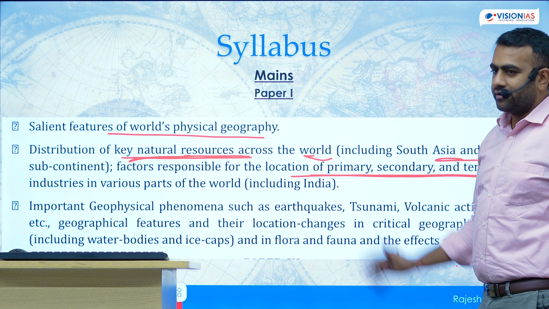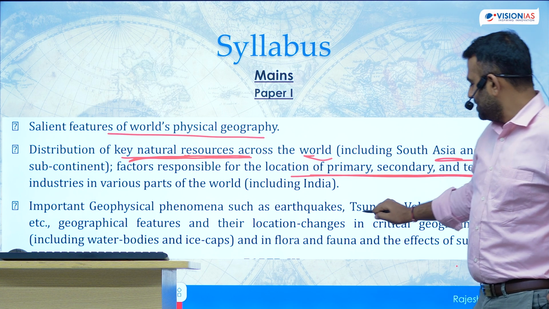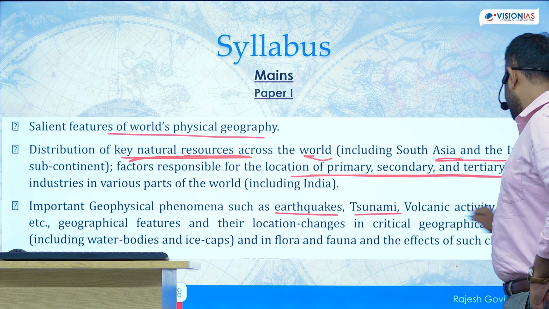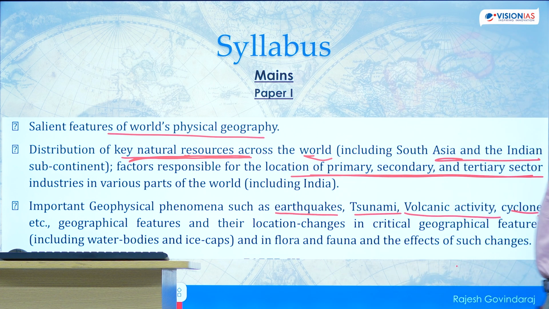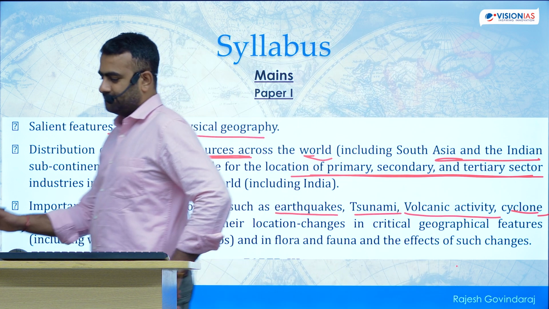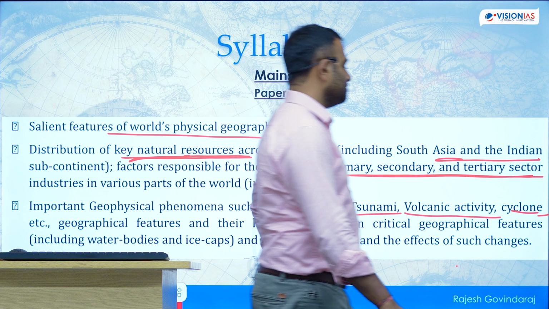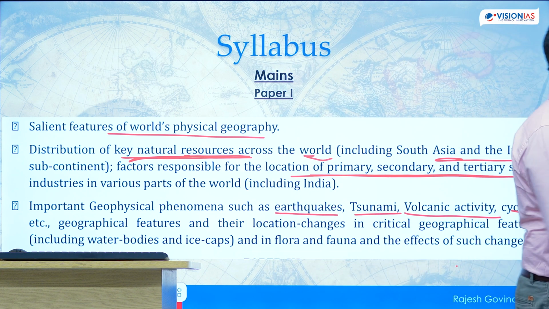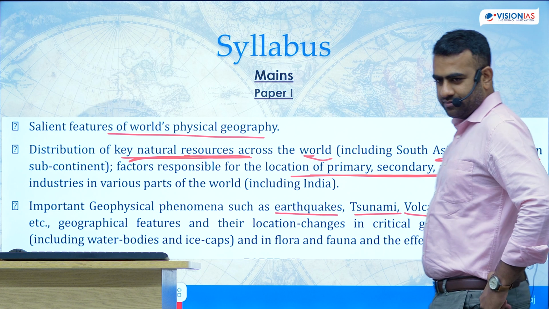Then there is a third paragraph. Important geophysical phenomena such as earthquakes, tsunami, volcanic activity, cyclone, etc., geographical features and their locational changes in critical geographical features and flora and fauna and effects of such changes. So where do you study this? In which part of geography do you study this?